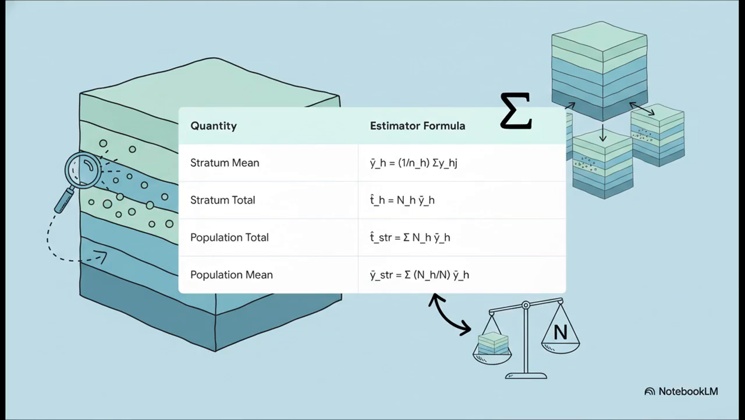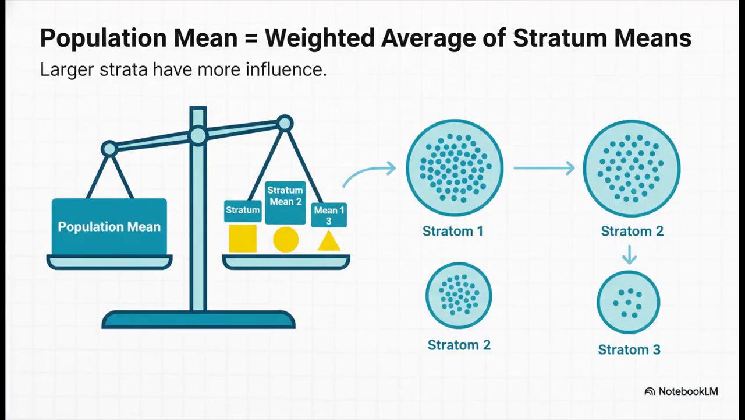Then, for the third row, getting the population total, t hat strat, is simple. We just add up all the estimated totals from each individual stratum. And finally, to get the overall population mean, y bar strat, we take that big population total we just found and divide it by the total population, capital N. See that beautiful logical flow? We build it up piece by piece. And this right here is a really important point. The final mean isn't just a simple average of all the stratum means.